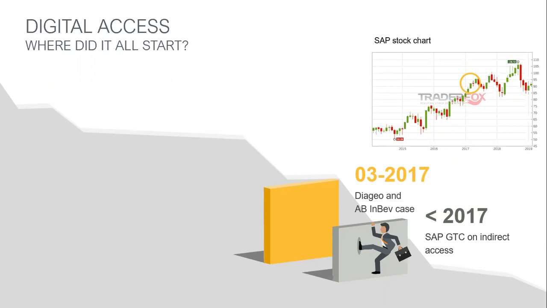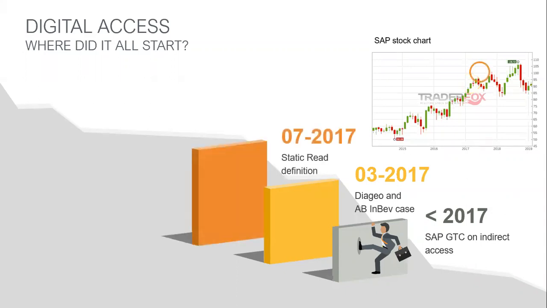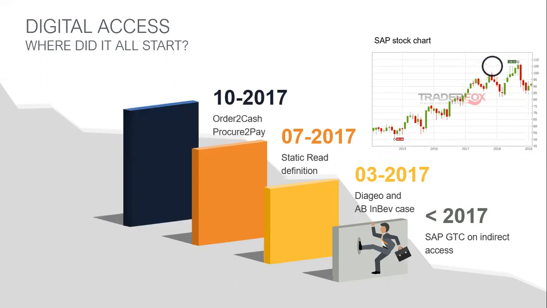And we know from being consultants that there was huge confusion, tons of uncertainty, lots of people reaching out trying to figure out, how does this relate to us? Are we going to be hit with a big bill? What do we need to do for indirect access? Because of all of that, in mid-2017, SAP started to actually do something about it. Bill McDermott, during Sapphire, made a couple of statements saying static read is not going to be charged. They also introduced order to cash and procure to pay.